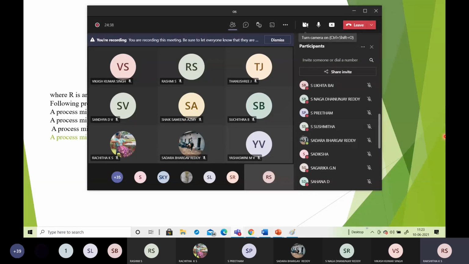One is the bounded buffer problem, and the second one is the reader-writer problem, and which is the third one? The dining philosopher solution. Yes, the third one is the dining philosopher solution. So these are the classical problems of synchronization. And last, we have discussed the monitor.